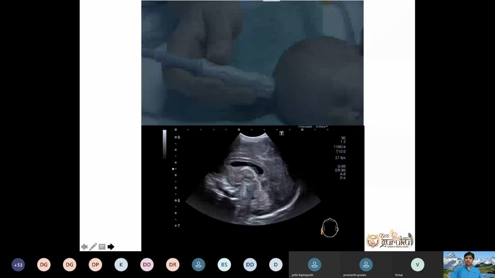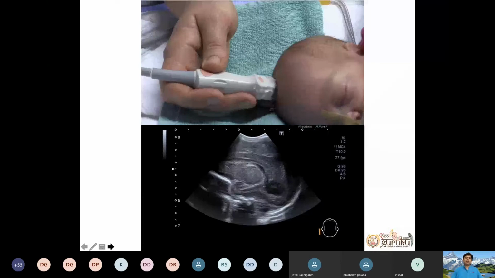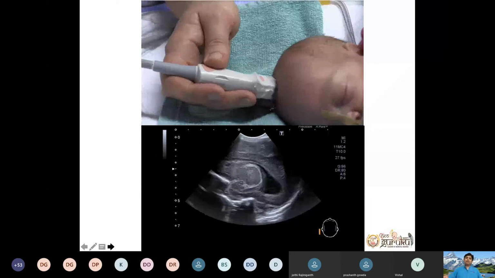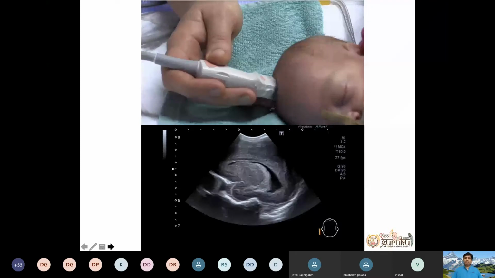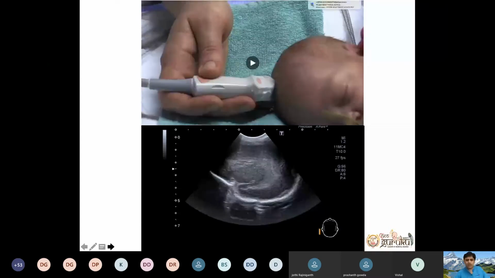Let us see how to sweep it. Always support the head with your finger and don't press too much. Just gently slide, tilt. A little bit of adjustment you need to do. Gain also you have to adjust. Far and near brightness should be the same. So this is how things look. I've taken a sweep from the center.